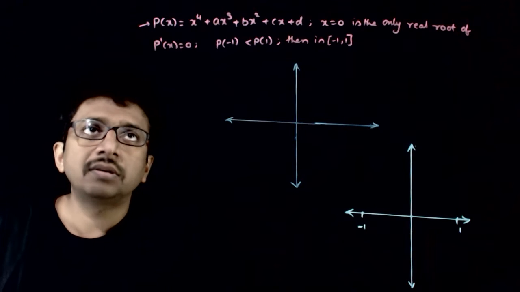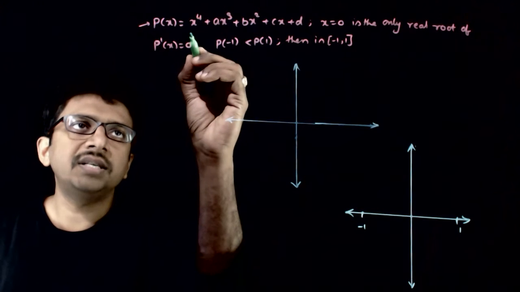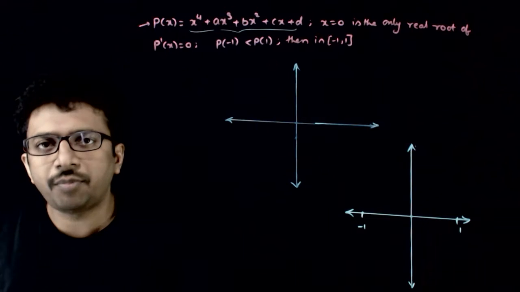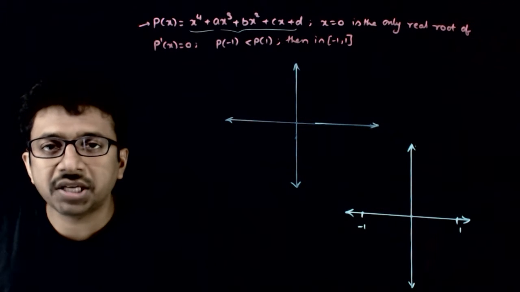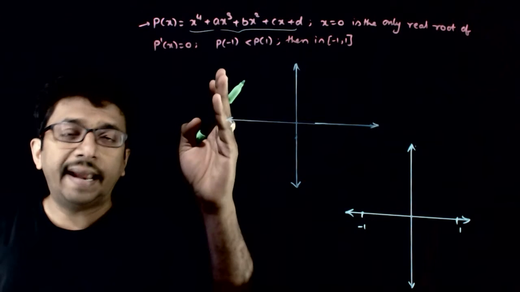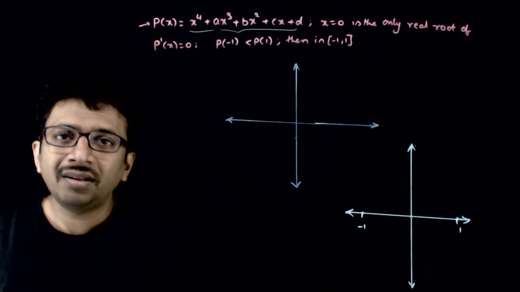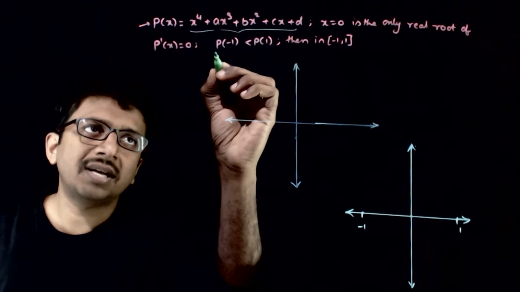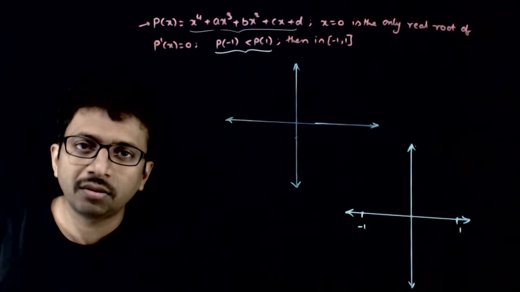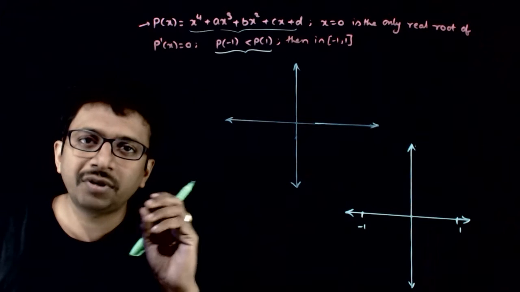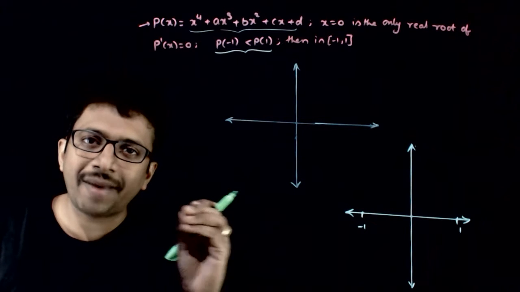So welcome students. In this question you're given that p of x is a fourth degree polynomial and x is equal to 0 is the only root of p dash of x is equal to 0, and p of minus 1 is less than p of 1. This is the extra condition which is given, and in the interval minus 1 to 1, you're asked to find which of the functional values will be maximum or minimum.